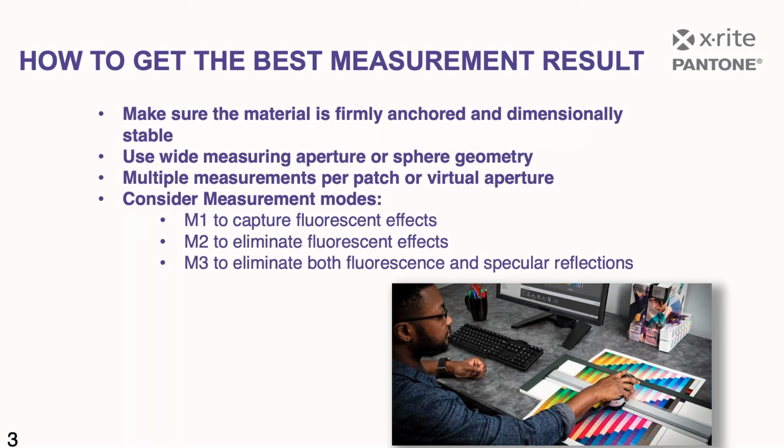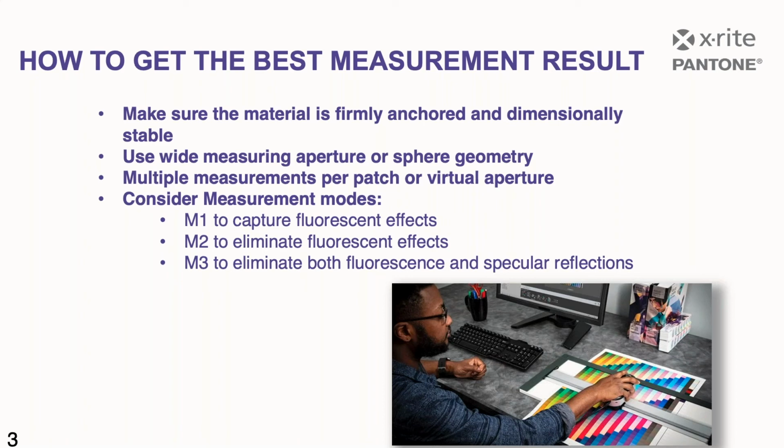There are some other tricks though that are really important. Make sure that the material is really anchored and dimensionally stable. Not so much of a problem for most backlit other than backlit fabrics, but for all of these other textile materials, this becomes very important that we actually lock that down. In the picture down here, we've actually got magnetic bars to stretch materials and hold them dimensionally stable.